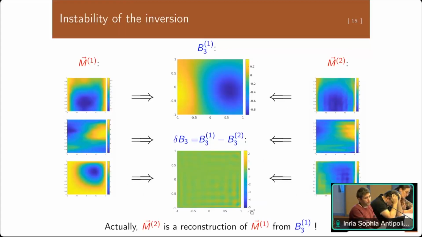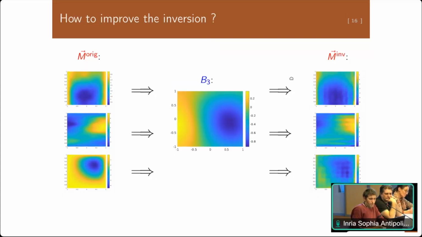And by the way, here M2, this magnetization on the right, is actually a reconstruction, an attempt to reconstruct magnetization M1 from the field that it produced, from B3. So I'm showing you exactly the same picture, but now I'm renaming M1 into the original magnetization, and its reconstructed values I called M_inf. So this is what we reconstruct.